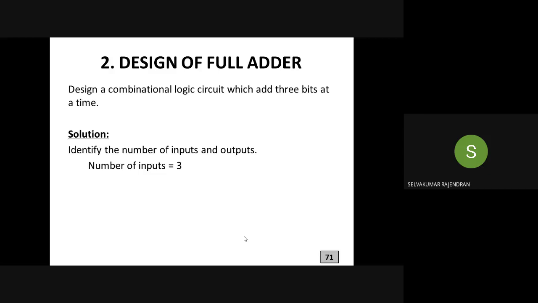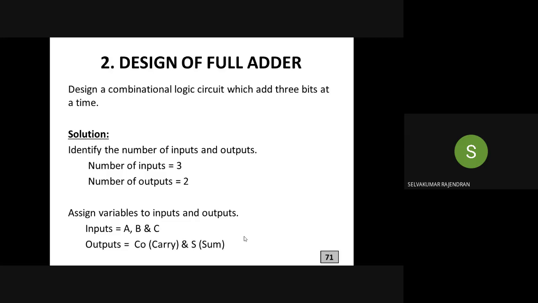After performing addition, the circuit will generate 2 possible outputs, sum and carry. So the number of outputs is 2. You can assign the variables for input and output. Inputs are named A, B, C. Outputs are named carry and sum. CO represents carry, capital S represents sum.